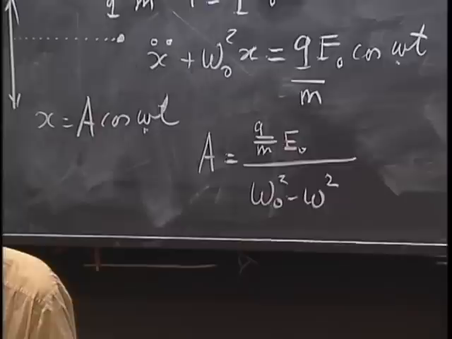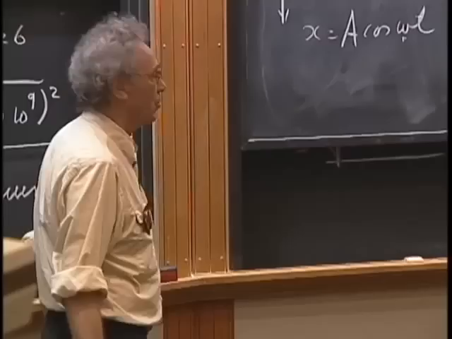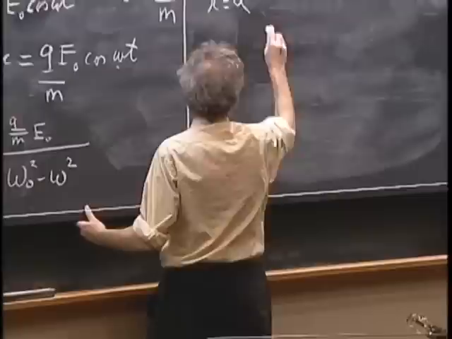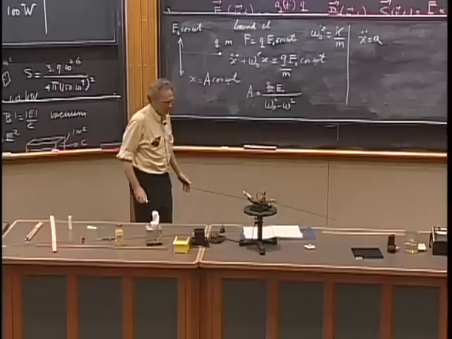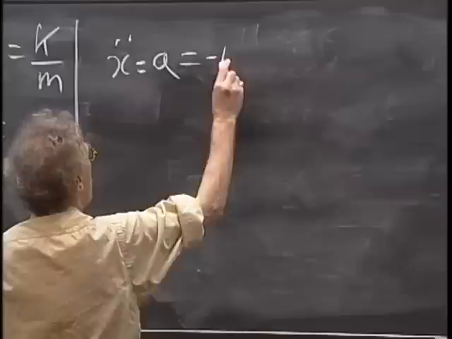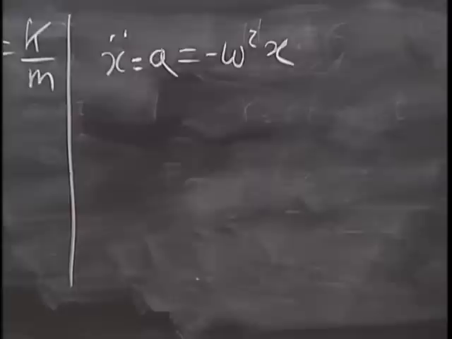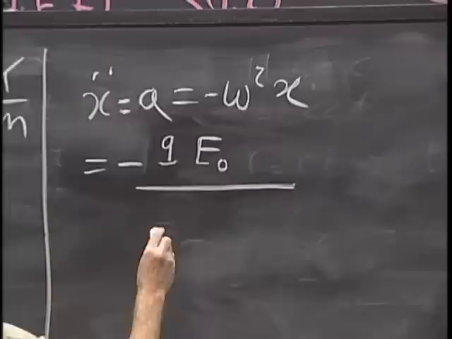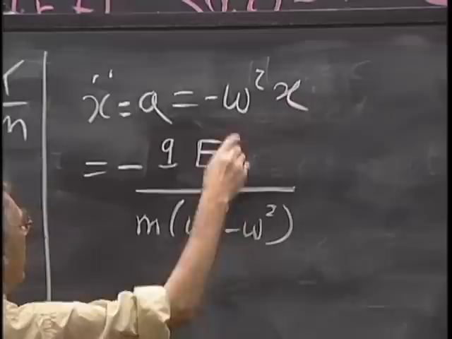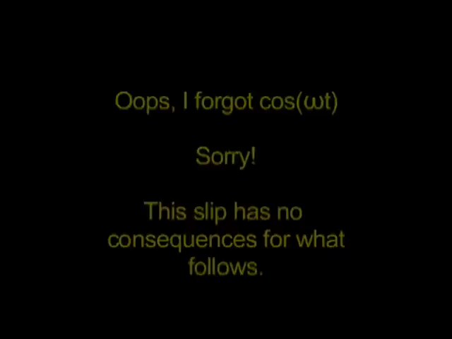But now we want to know how much radiation it's going to produce. So now we have to calculate what x double dot is, because x double dot is the acceleration of the electron. And then we want to see how much radiation comes out. And so the x double dot becomes minus omega squared times x. It's just taking the second derivative, right? You've seen that before. And so that becomes then minus q E0 divided by m, omega 0 squared minus omega squared. And then I get upstairs an omega squared. And that is the acceleration of this electron.